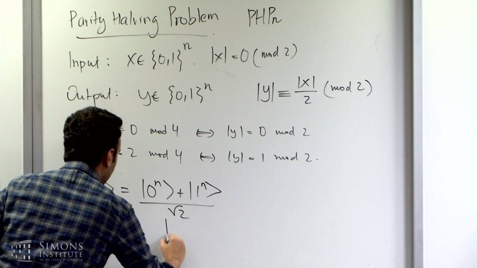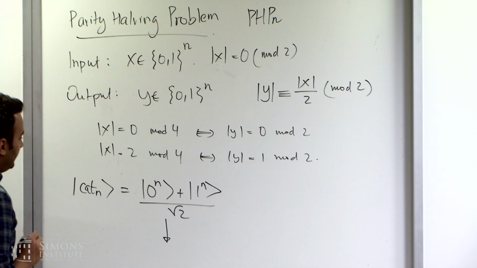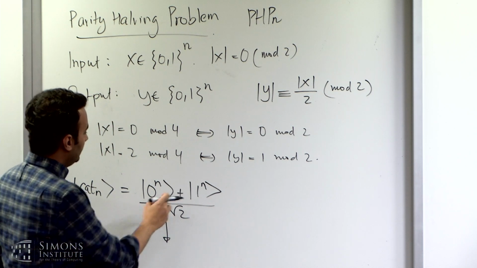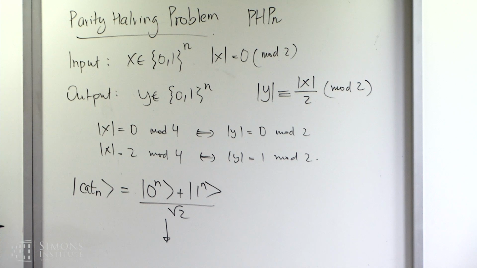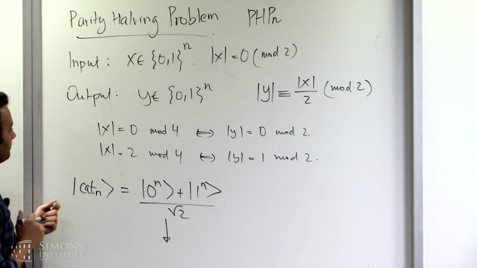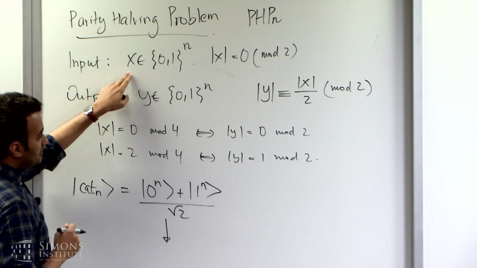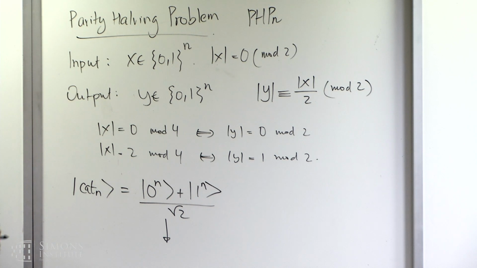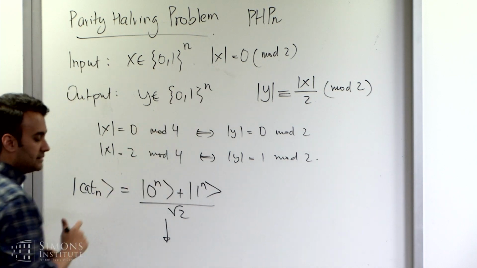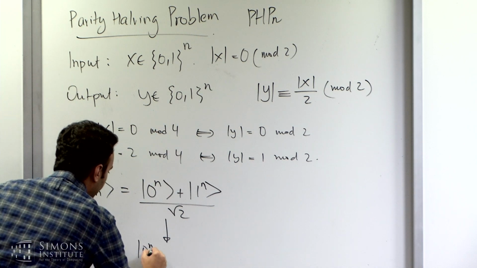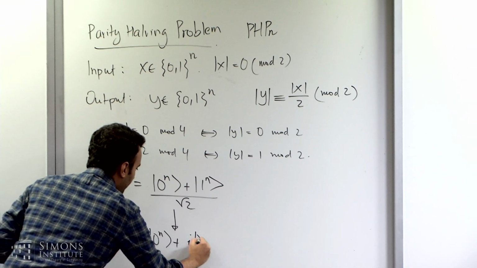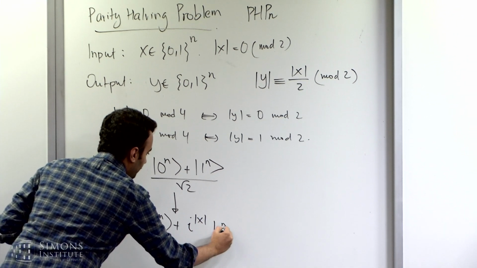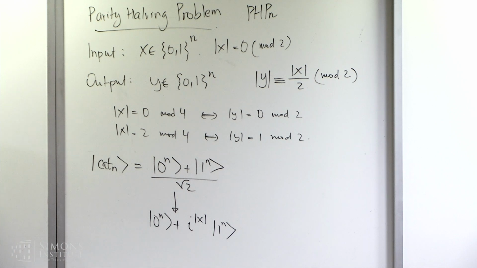And what that's going to do is every time your input bit is 1, it's going to add an i over here. Right? That's what a controlled phase would do. And because there's going to be a bunch of x's that are 1, in fact, how many x's are going to be 1? Exactly the Hamming weight of x. The state you're going to get is |0^n> plus i to the Hamming weight of x times |1^n>. So that's not very surprising.